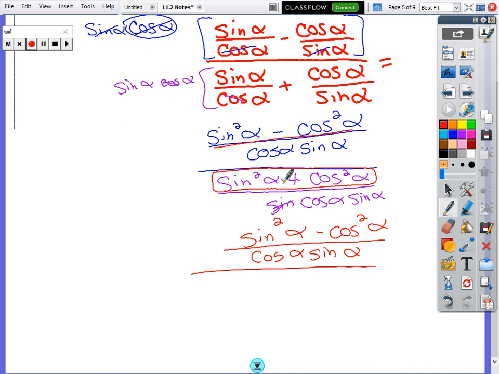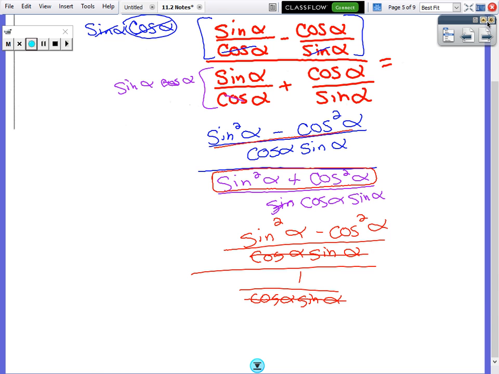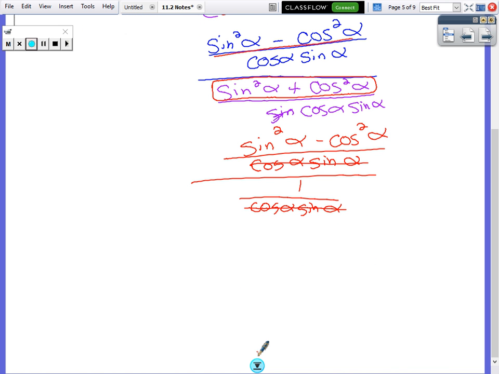This numerator here is now 1, over cosine alpha sine alpha. Also, in both of our fractions, we have the same exact denominator, so when I multiply the top portion by the reciprocal, both of these will also cancel out. When they cancel, that's going to leave us now with sine squared alpha minus cosine squared alpha. Denominators have canceled. All I'm left with here is this original numerator.